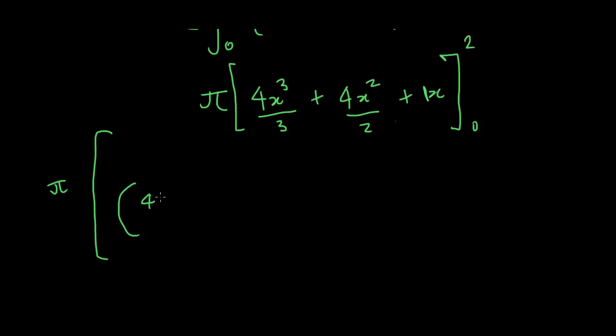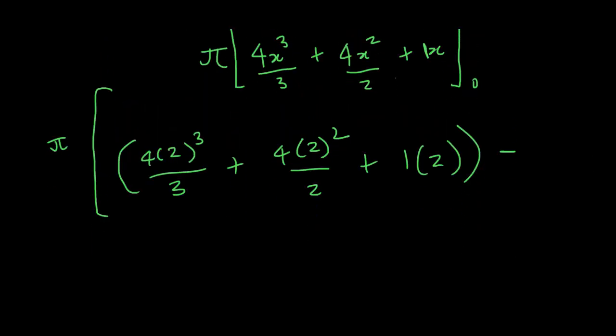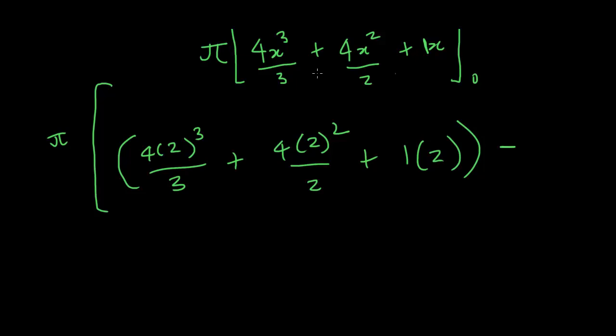So you have 4 times 2 to the 3 over 3 plus 4 times 2 to the 2 over 2 plus 1 times 2. And then that is getting subtracted by the 0 subbed into all of these. So let's have a look at that. You get something like 4 times 0 to the 3 over 3 plus 4 times 0 to the 2 over 2 plus 1 times 0.